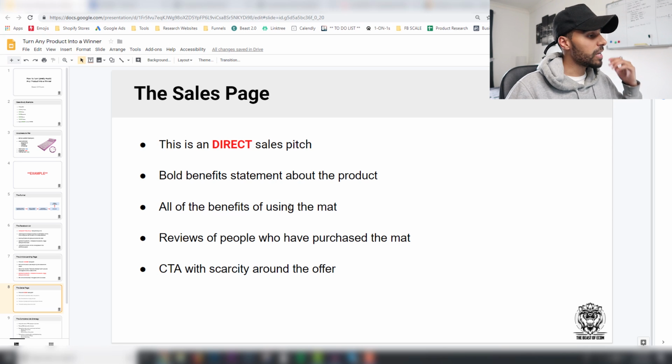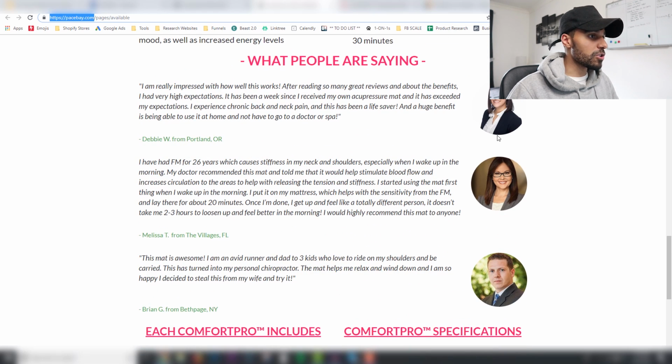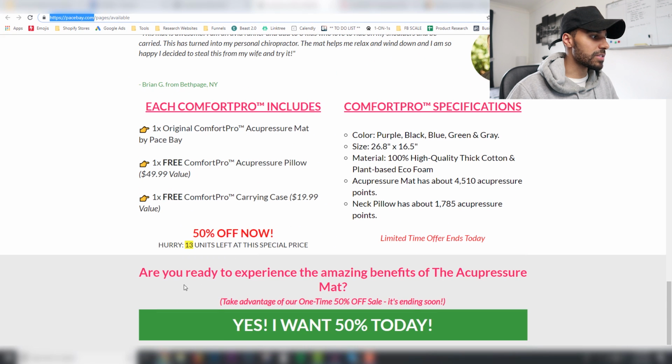Moving forward, the sales page is very much just a direct sales page. You're pitching at this point. You're talking about the benefits of the product, of using the mat. Then of course we've got some reviews up in there. If we have a look at the actual mat, I believe down here, they've got some reviews. Again, these really are not that convincing. I probably would have used selfies or something like that. But hey. Then there's a call to action at the end with scarcity around the offer. You can see here, take advantage of this one-time offer. It's ending soon, right?